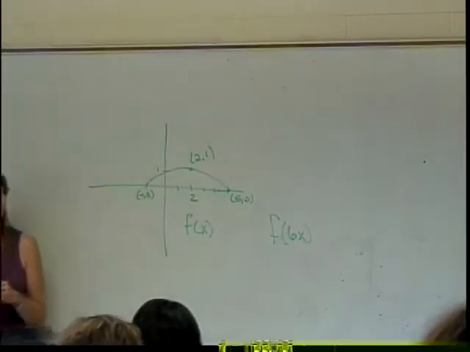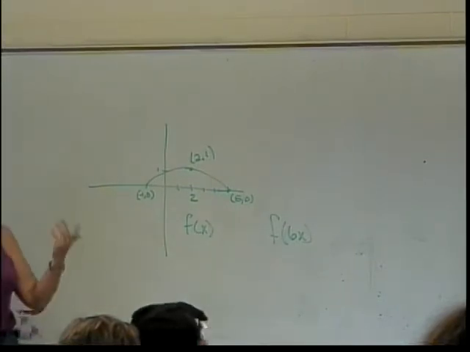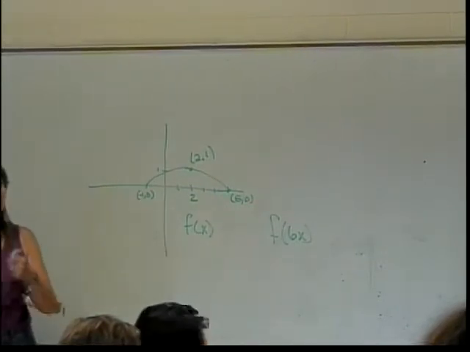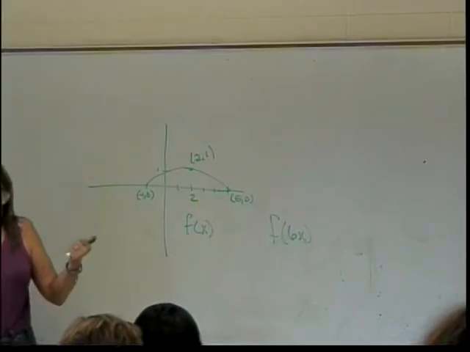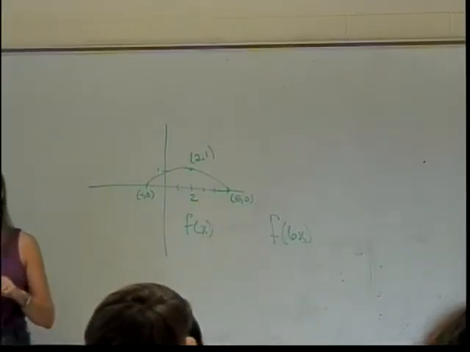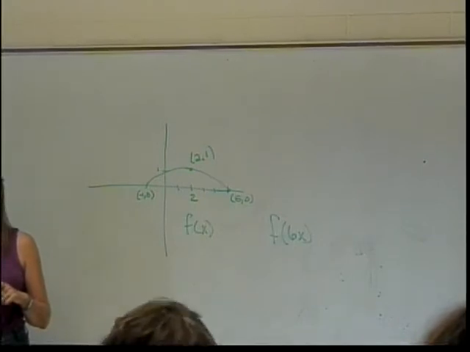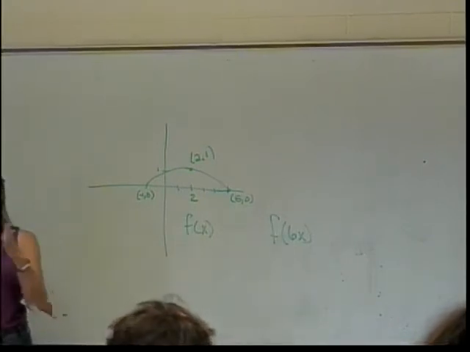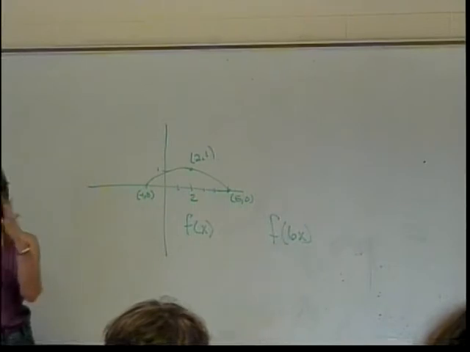I think it's 4. Well, it depends on who you are. It's different. Mine is 6. Gotcha. But it's going to be done the same way. What does 6 inside those parentheses do to my graph? It shrinks it horizontally, yes?